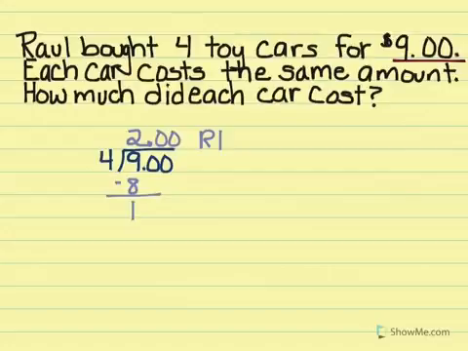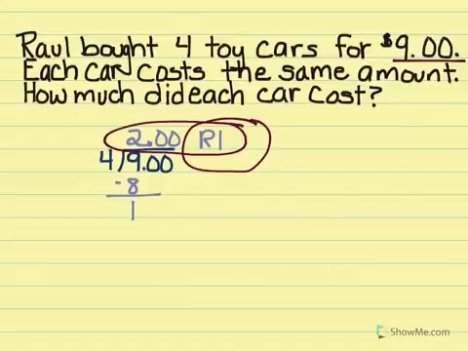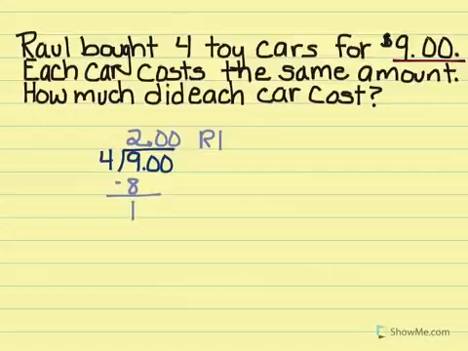When I do that, I get $2, remainder 1. So each car costs $2, remainder 1. Does that really make sense? If you are paying for something, how do you pay for it with remainder 1? That makes no sense. So we have to think about what this remainder 1 really means.